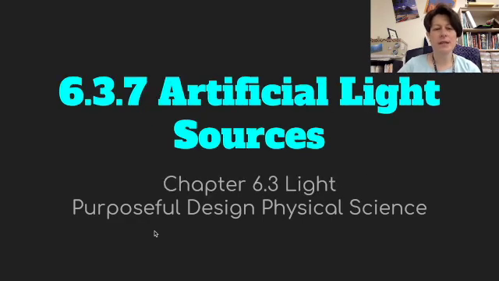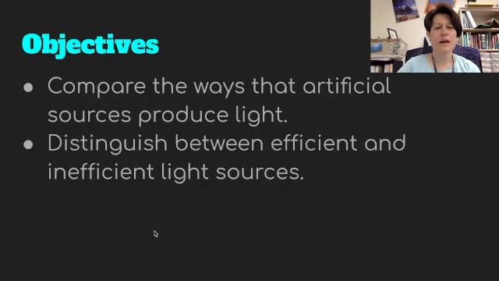What we're going to talk about today is section 6.3.7, artificial light sources. Our objectives are to compare the ways that artificial sources produce light and distinguish between efficient and inefficient light sources. So we know that there are natural luminous light sources that God created, things like the sun and the stars. Even some animals produce their own light, like fireflies. There are also artificial sources that people have created using the resources God has provided us.